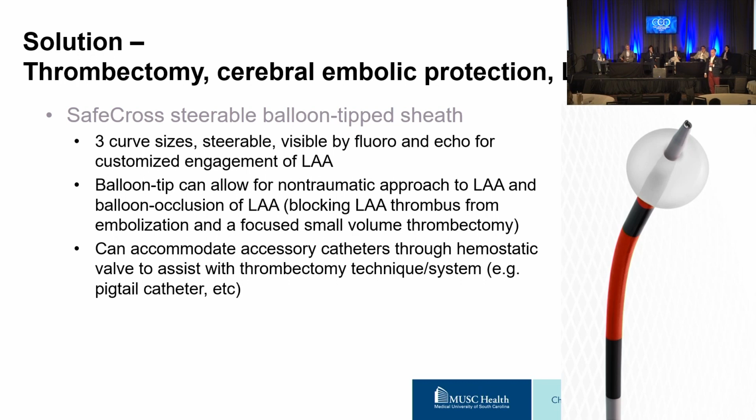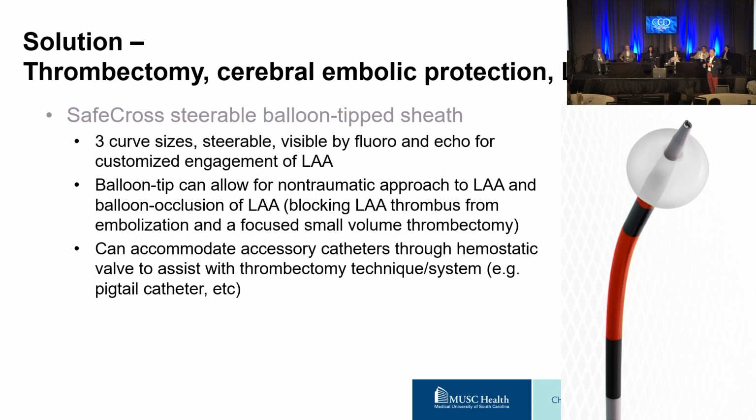So SafeCross is a steerable catheter that has a balloon tip, and the dilator has an RF portion on the tip that allows you to do transseptal puncture. That's less relevant to this, but it comes in different curve sizes. You can see it very easily on both fluoroscopy as well as ultrasound. And the balloon tip provides you an atraumatic, or non-traumatic, approach to intracardiac anatomy.